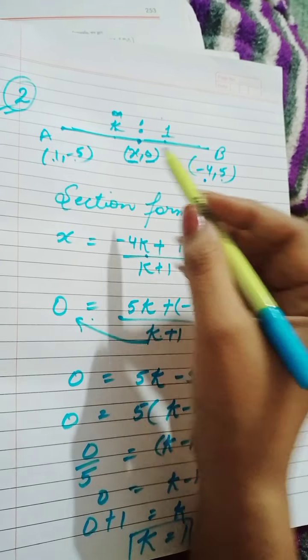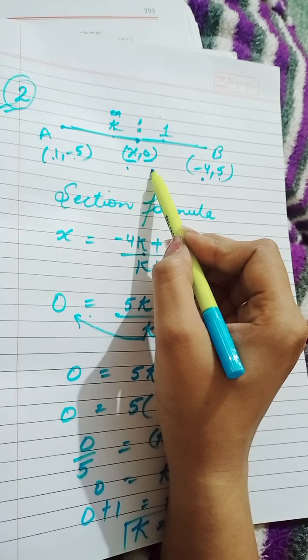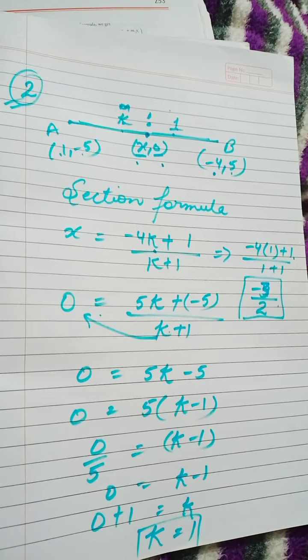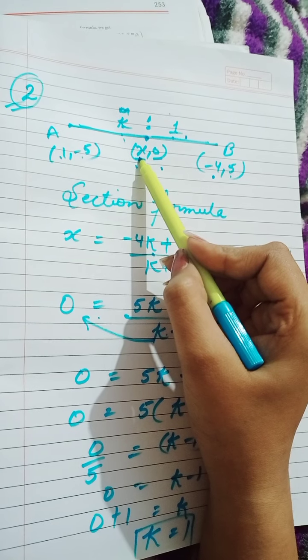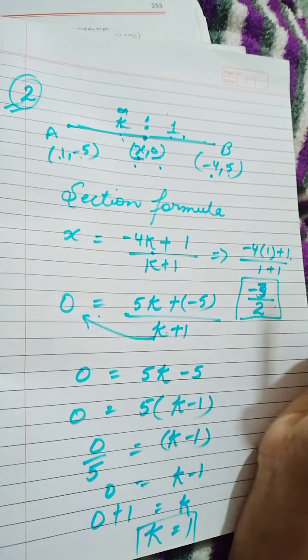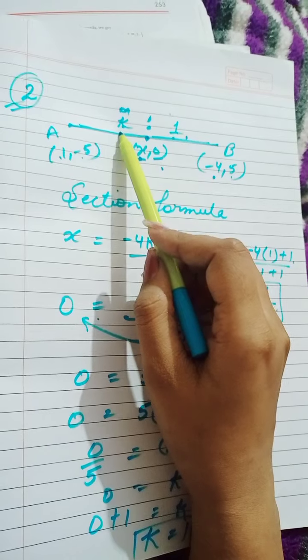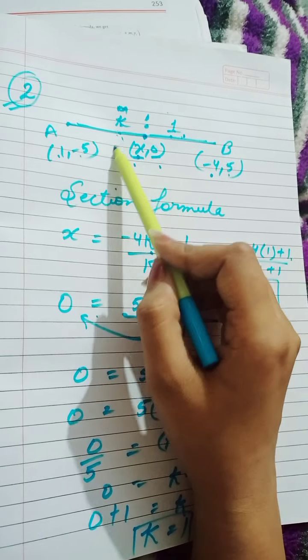So what are the points? (-3/2, 0). This is the second type of question in which the ratio is missing and the point is divided by the x-axis, right? The first question was that the ratio was given and this point you have to find.